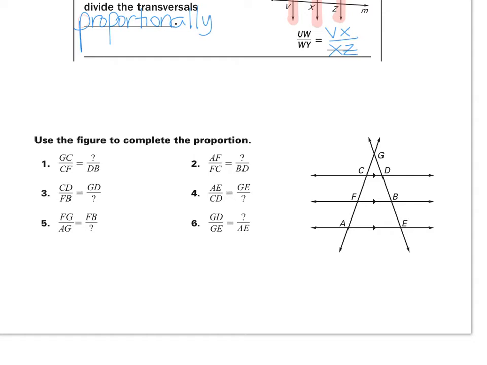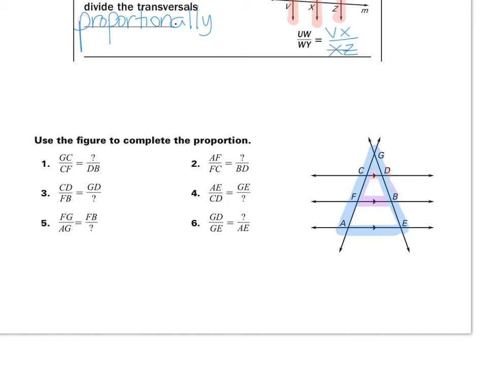So we're going to look at this figure and complete the proportions. You just have to make sure, and since those transversals intersect, you can think of these as different triangles. So you can think of this as a triangle there, as a triangle here, and as that triangle. So just keep in mind that that can also exist.